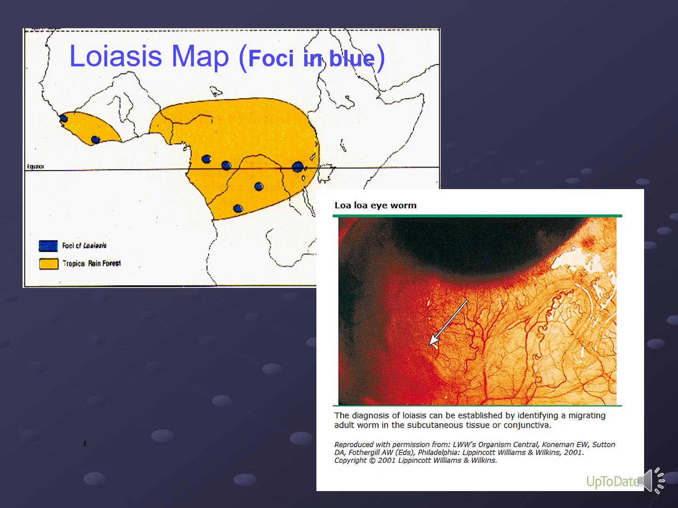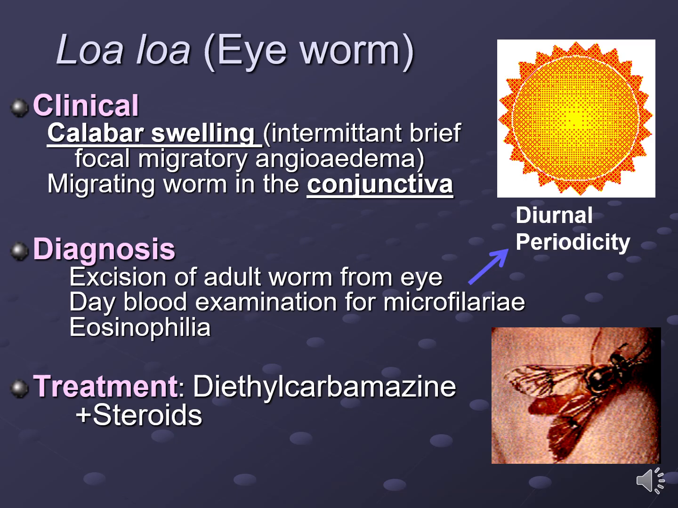And as it migrates as well, it produces some edema or inflammation behind it. So clinically, we would have inflammation and edema called Calabar swelling, and I shall show you a picture of that. When it crosses through the conjunctiva, it may produce a little bit of conjunctivitis, redness of the eye, and you can see it, and probably you can remove it then. It can be extracted from the eye.